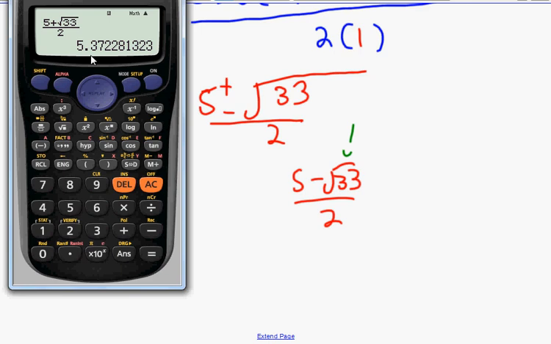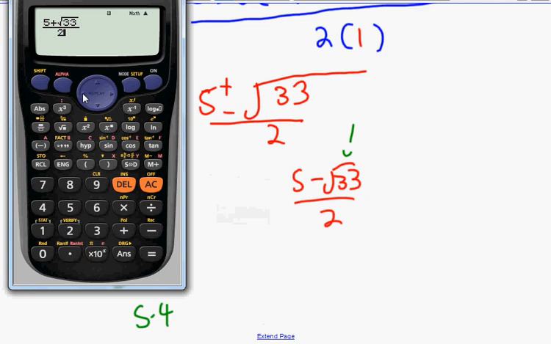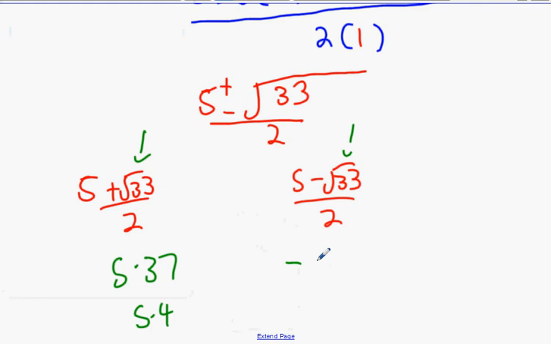Okay, and what we're going to have here is 5.37, so that'll round up to 5.4. And then the other one, be really lazy about it and just change it to a minus, and you're going to have minus 0.37, which is roughly minus 0.4. Okay.